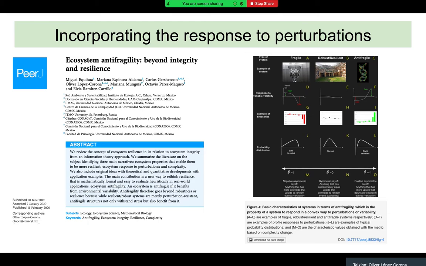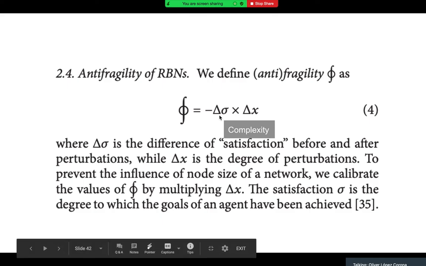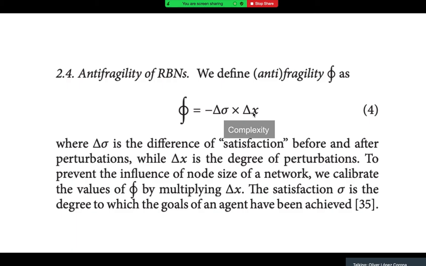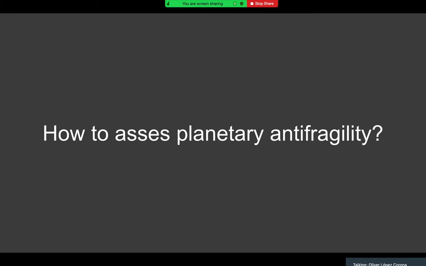So we made a literature review to understand this, and that allowed us to introduce for the first time in the ecological literature the idea of antifragility. We incorporated some ideas from Carlos Gershenson to measure antifragility as the product of some very universal payoff function, complexity, times the degree of the perturbation. And finally, we have then ecosystem health as a function of the state, integrity, dynamics, criticality, and the response to perturbation as antifragility.